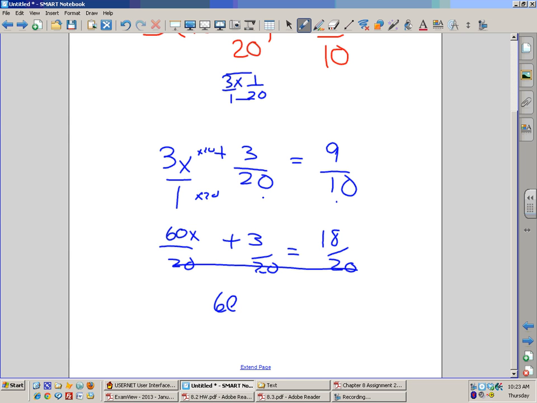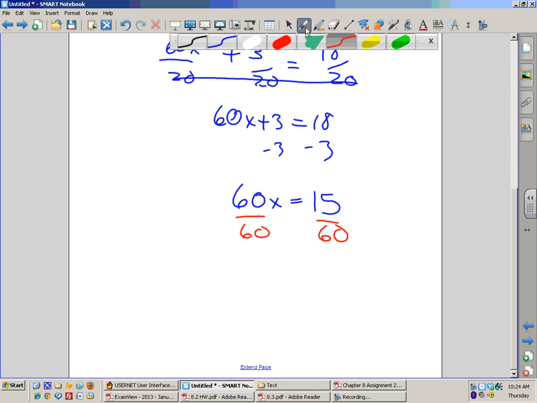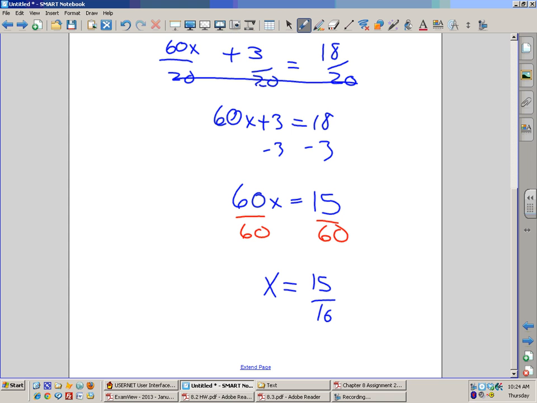We have 60x plus 3 equals 18. We would subtract 3 from both sides. 60x equals 15. We would divide both sides by 60. And again, don't be afraid to leave this as a fraction. 15 over 60. And we could pull that down to lowest terms of 1 over 4.